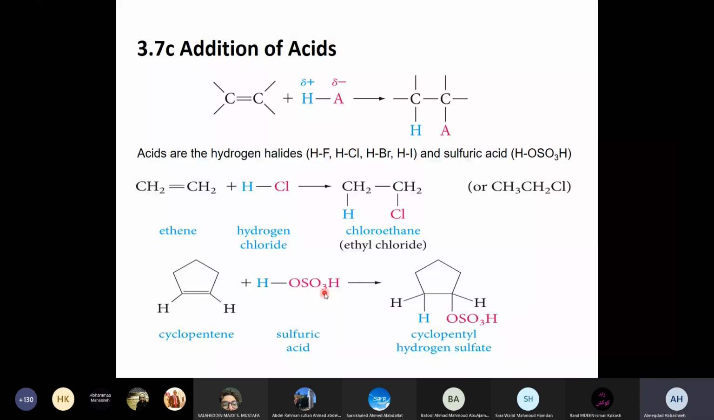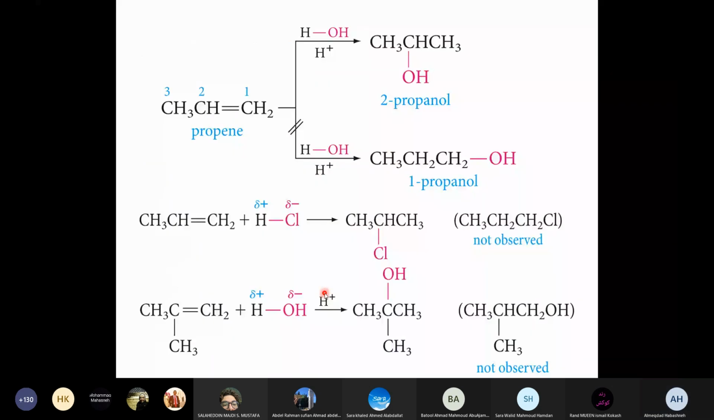All the examples that I presented are symmetric. Symmetric: CH2 and CH2. All examples are symmetric.